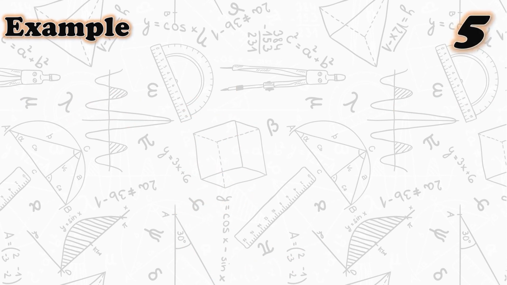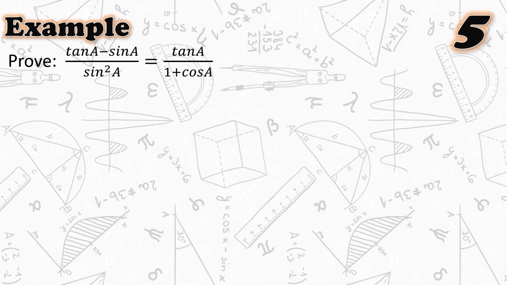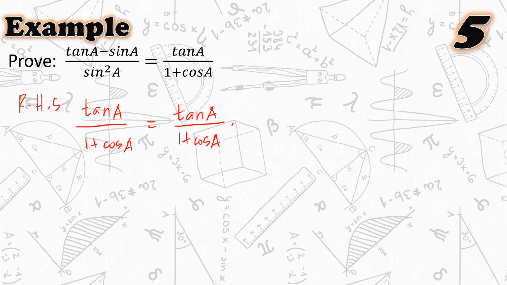Let us have one more example. Example number 5. Prove tangent A minus sine A over sine squared A is equal to tangent A over 1 plus cosine A. Let us work on the right-hand side and manipulate tangent A over 1 plus cosine A in such a way that we reach our goal, which is equal to the left-hand side, tangent A minus sine A over sine squared A. So what we're going to do here is to multiply both the numerator of tangent A over 1 plus cosine A and the denominator by the conjugate of the denominator, that is 1 minus cosine A. And that is the same as multiplying the expression by 1.